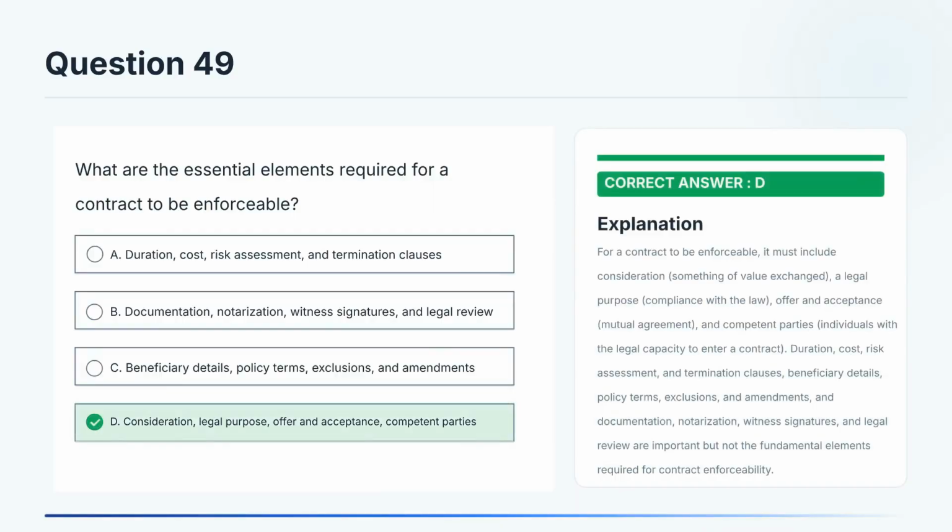The answer is D. Consideration, legal purpose, offer and acceptance, competent parties. For a contract to be enforceable, it must include consideration, something of value exchanged, a legal purpose, compliance with the law, offer and acceptance, mutual agreement, and competent parties, individuals with the legal capacity to enter a contract. Duration, cost, risk assessment, and termination clauses, beneficiary details, policy terms, exclusions, and amendments, and documentation, notarization, witness signatures, and legal review are important, but not the fundamental elements required for contract enforceability.